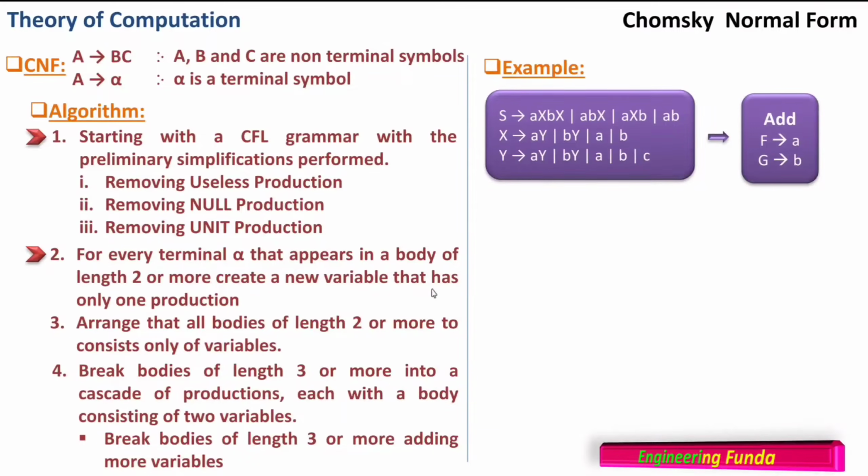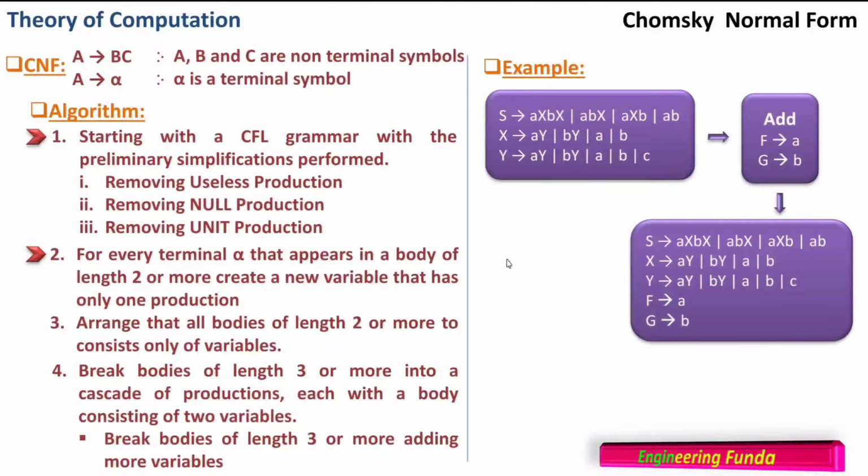2 new variables that have only one production. I have named these variables F and G. My dear friends, we have to be careful while creating a new variable, because we are not supposed to use variables which already exist in the grammar. If we do so, confusion and ambiguity can be created. So I have used 2 new variables F and G, and the productions are F tends to a and G tends to b, and we have to add these into the grammar. So my new grammar will look like this. These productions are already there and 2 productions are added to the grammar.